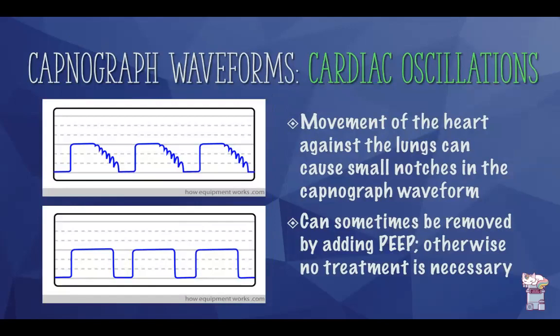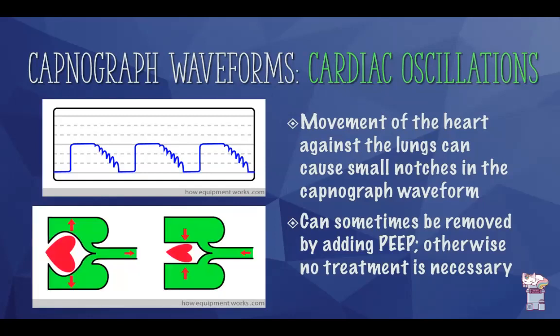The first waveform we'll discuss is entitled cardiac oscillations. This is the movement of the heart against the lungs, causing small notches within the capnograph waveform. This can sometimes be removed by adding PEEP to your breathing circuit, but otherwise is not necessary to treat, as this is a normal physiologic phenomenon. This image, which is borrowed from howequipmentworks.com, shows that during the cardiac cycle, the heart can beat against the lung tissue, which can cause these cardiac oscillations.